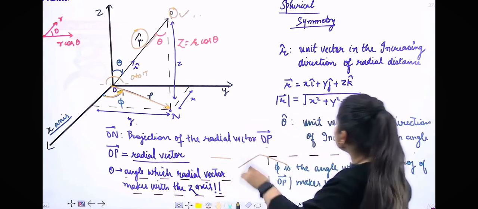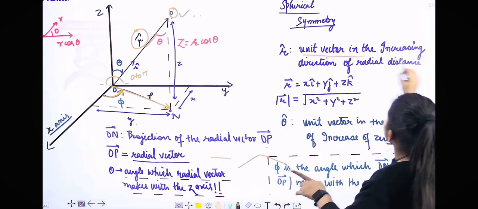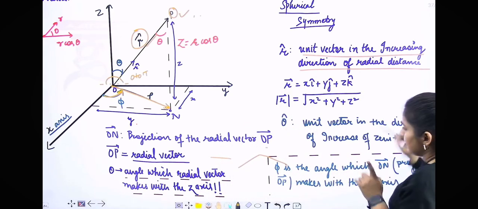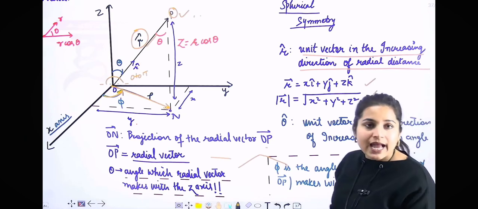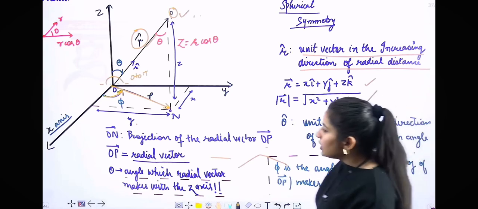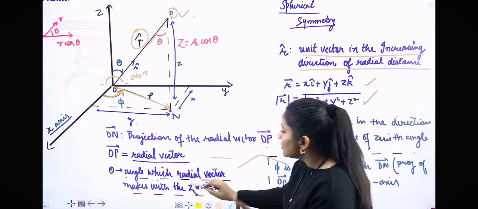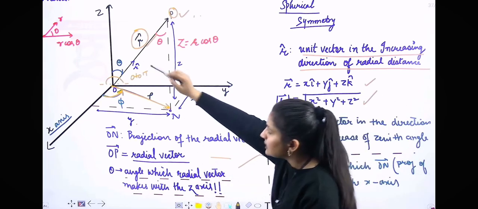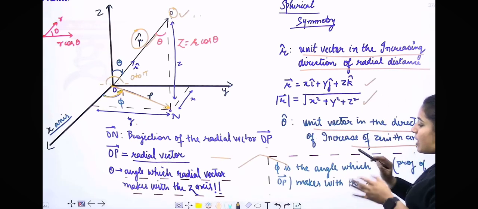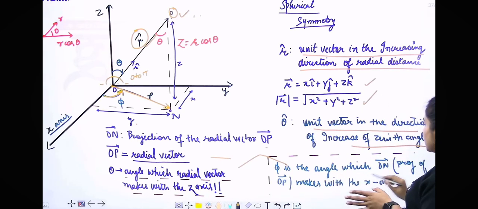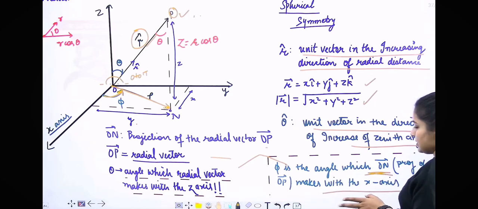So you should remember r cap is the unit vector in the increasing direction of the radial distance. You can write r vector as x i cap plus y j cap plus z k cap, where theta is the angle which the radial vector makes with the z-axis and theta cap is in the direction of the zenith angle. Phi is the angle that the projection ON makes with the x-axis.